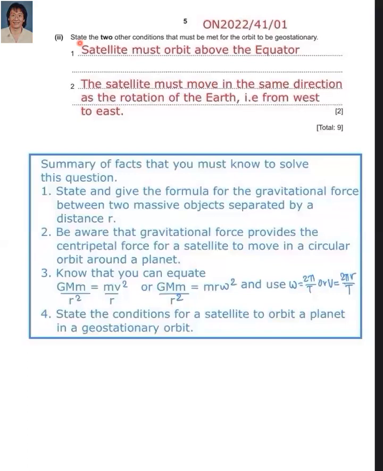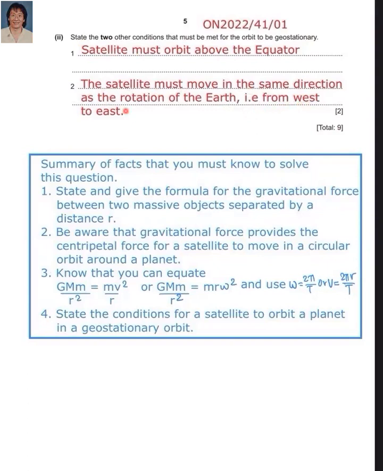In part 2, you have to state the other 2 conditions that must be met for the orbit to be geostationary. These are the 2 conditions for 2 marks. Number 1, the satellite must orbit above the equator. Number 2, the satellite must move in the same direction as the rotation of the Earth. It means the satellite must move from west to east.